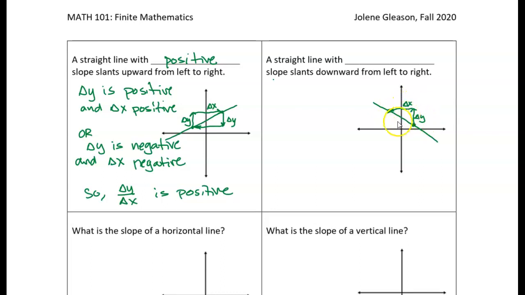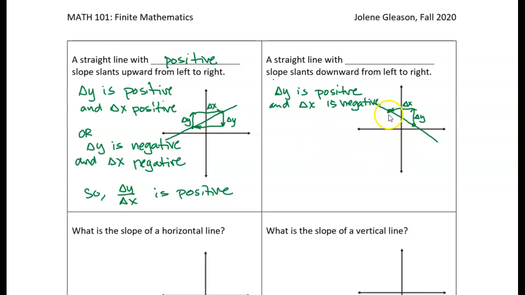I have to go in the negative direction. My change in x is negative, right? So I could get the case where delta y is positive and delta x is negative. And if I look at the slope, delta y over delta x, positive over negative, I'm going to get a negative. I'm going to get a negative slope.